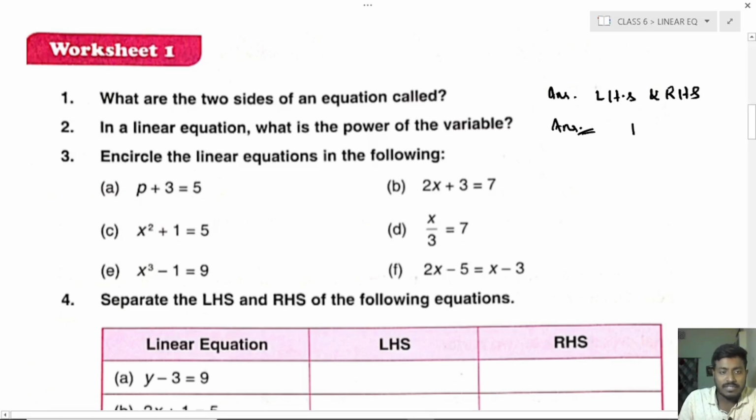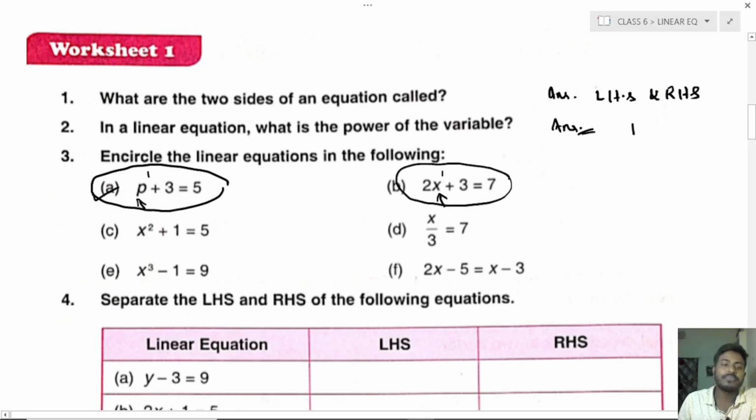Now question number 3, encircle the linear equation in the following. The first equation, the variable is p and the power of the variable is 1. That's why it is a linear equation, so circle it. Option B, the second option, is 2x plus 3 equal to 7. Here the variable is x and the power is 1. Also a linear equation, circle it. Then C, x square, so it is a quadratic equation. Next D, the variable is x and the power is 1, that's why it is a linear equation. Next it is a cubic equation.